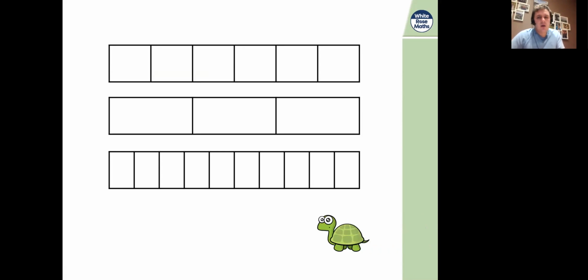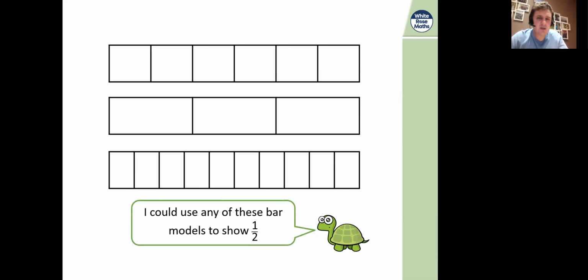Okay, so a conundrum now. Timmy the Turtle's come along and he said, I could use any of these bar models on the screen to show 1/2. Okay, have a think. Do you agree with Timmy? Is he correct or is he false? If he's false, can you say why? Let's have a look, shall we?